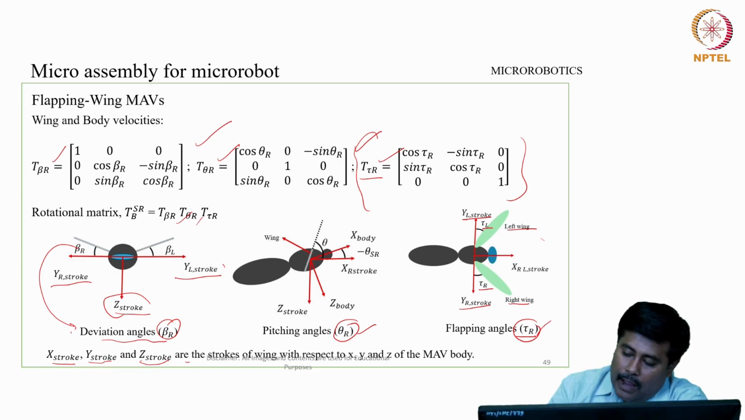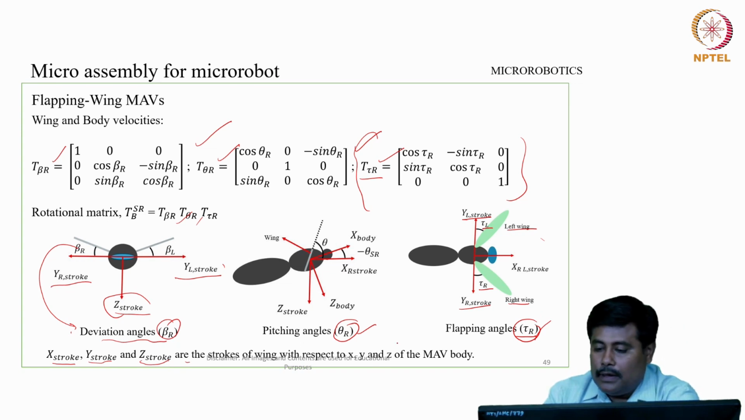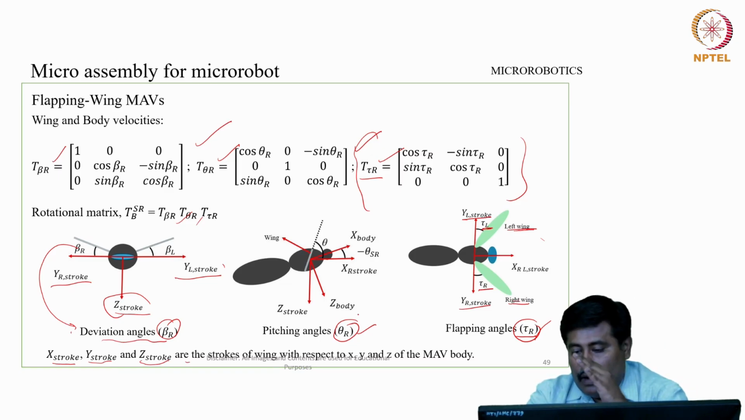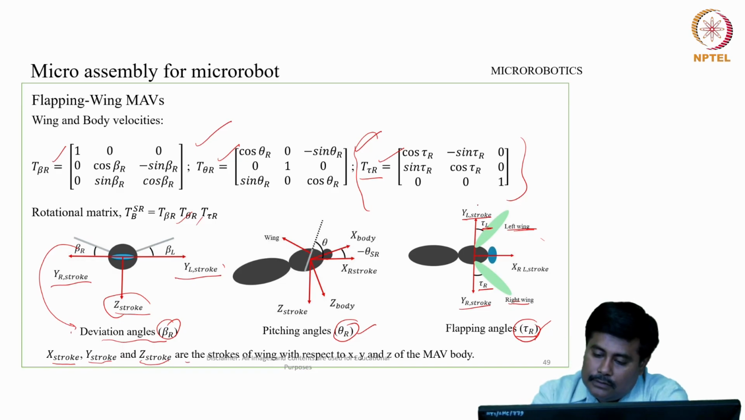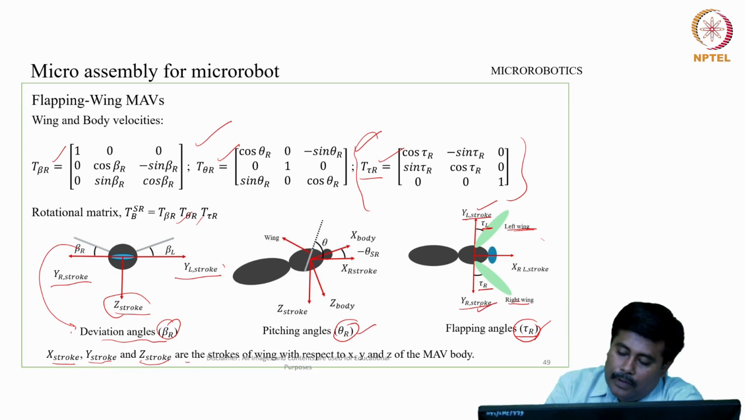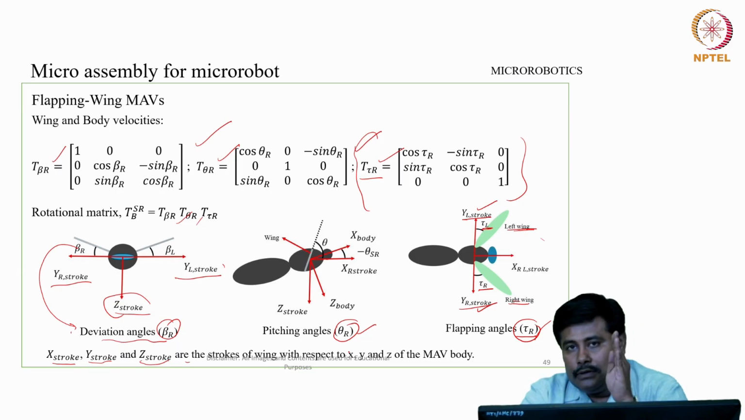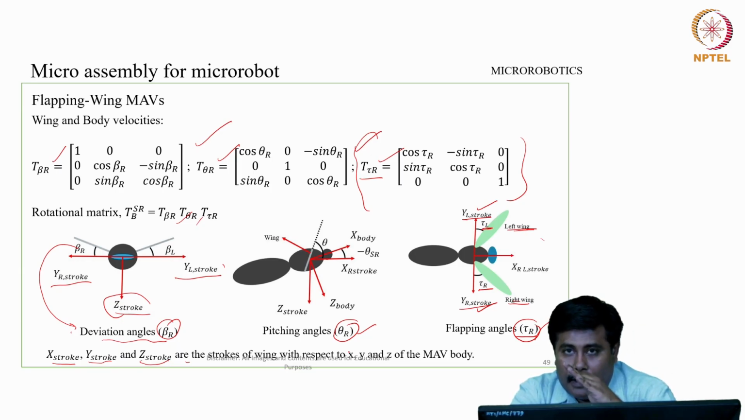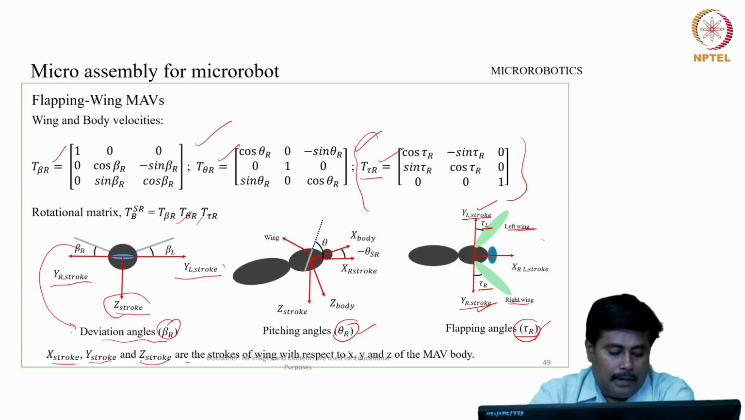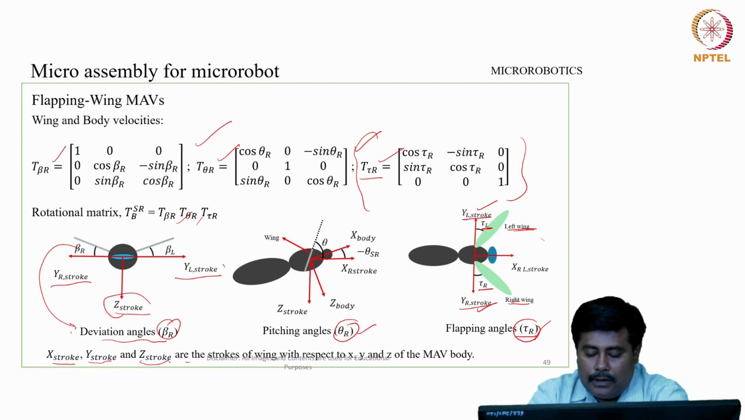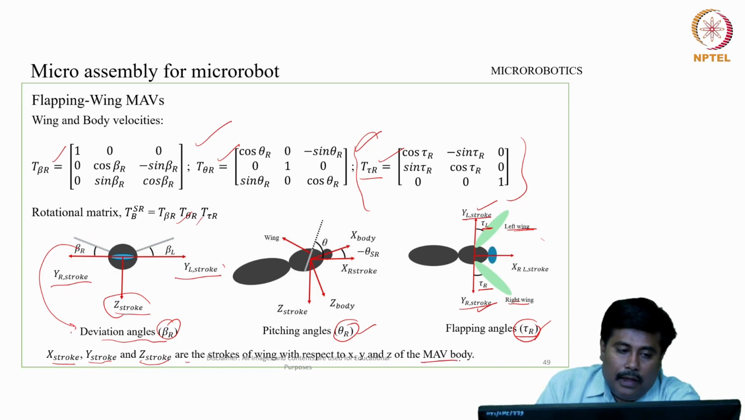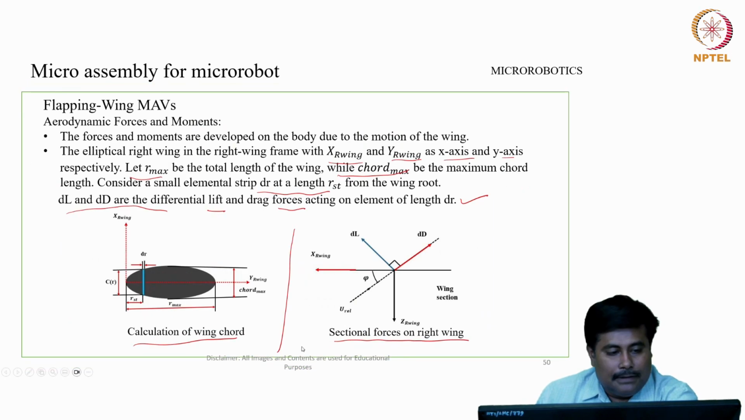And then when we have a flapping angle, there is going to be a tau R. In this tau R we have a tau L for the left wing and the tau R for the right wing. So with the tau L and tau R, we have the YL stroke which exhibits, and then the YR stroke exhibits. This YL stroke will move in an appropriate direction and the YR stroke will move in an appropriate direction. So we have the X stroke, Y stroke and Z stroke, which are the strokes of the wing with respect to x, y and z of the MAV, basically these flapping wing systems.